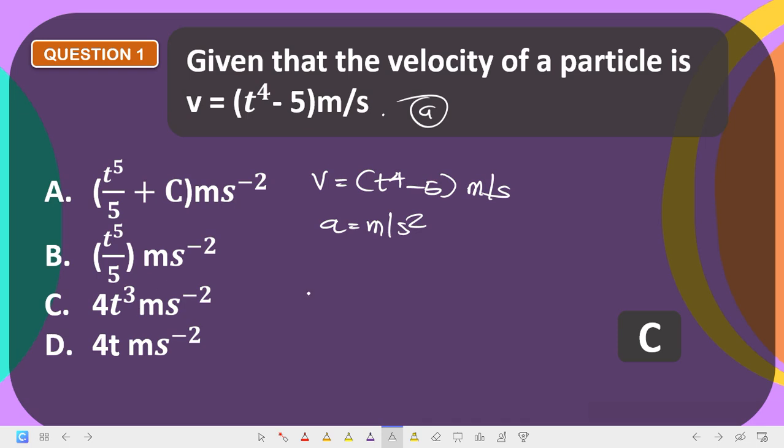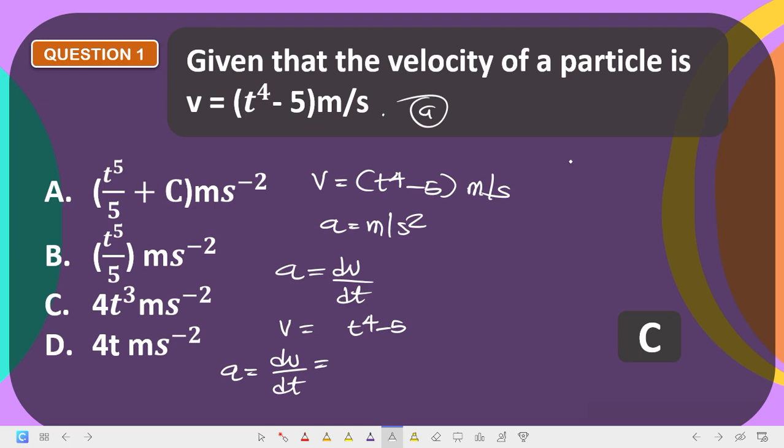So how do we find the acceleration? Now we know that acceleration is change in velocity over change in time. And we have v is equal to t raised to the power of 4 minus 5 meter per second. Now let me remove this so that it will be easier. So we say v is equal to t raised to the power of 4 minus 5. Now differentiate v with respect to t. You have dv all over dt. Now dv all over dt is what? a. So we can say our acceleration is dv all over dt. That is, differentiate v with respect to t.